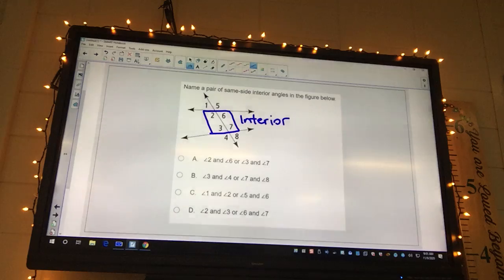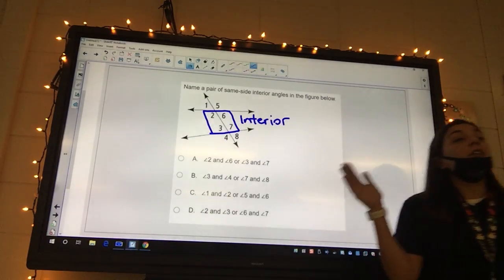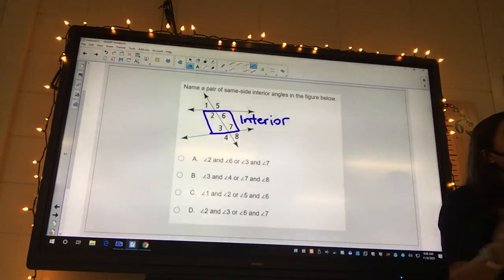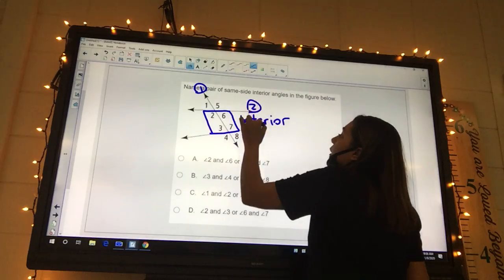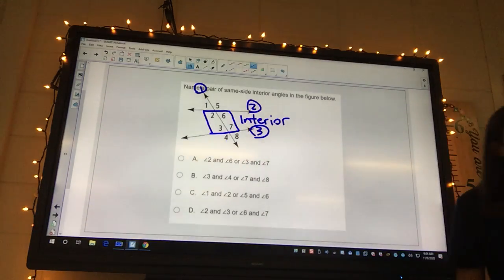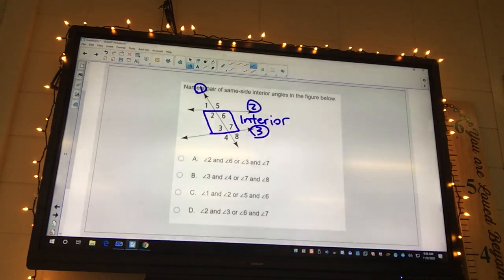So same side interior. Same side means that they lie on the same side of the transversal. So which of these lines, if I numbered them 1, 2, and 3, what is the transversal? 1, 2, or 3? 1. Yeah, 1's the transversal. So same side interior means that they have to lie on the same side of the transversal.